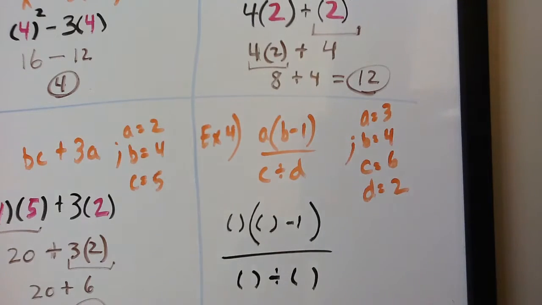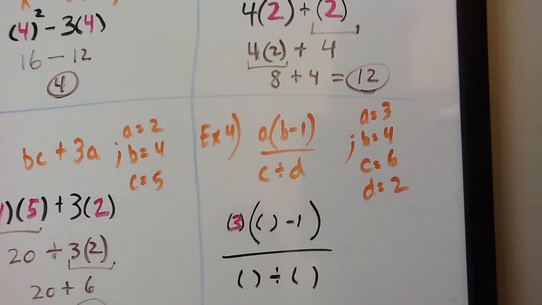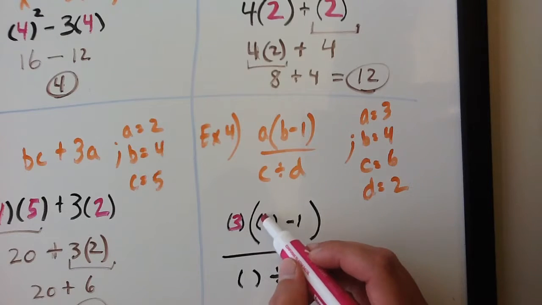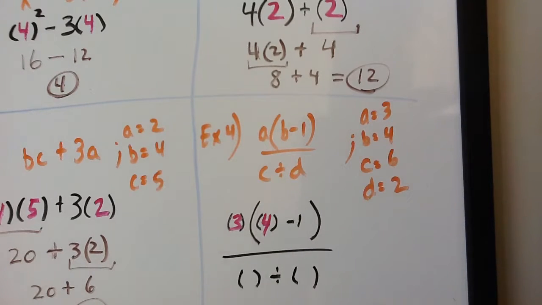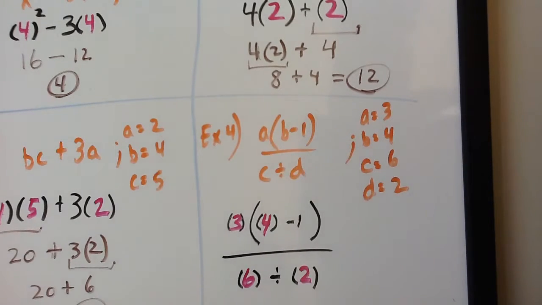Step 2, plug in. This variable is a is equal to 3, so I'm going to put a 3 right there. B is equal to 4. This is B, so I'm going to plug 4 in there. This is C. C is equal to 6, and D is equal to 2. Okay, so I've plugged in.